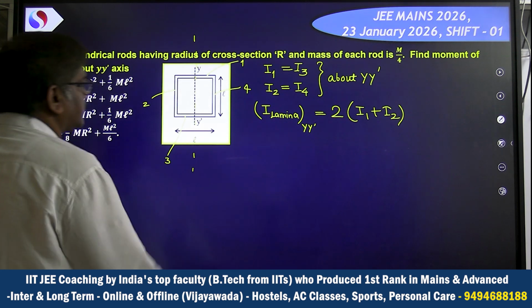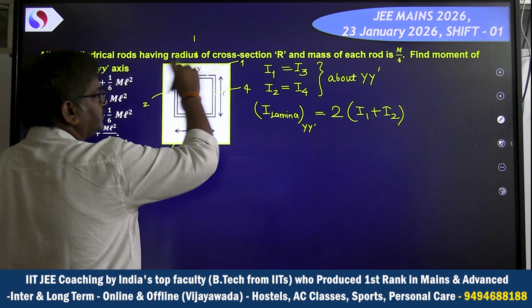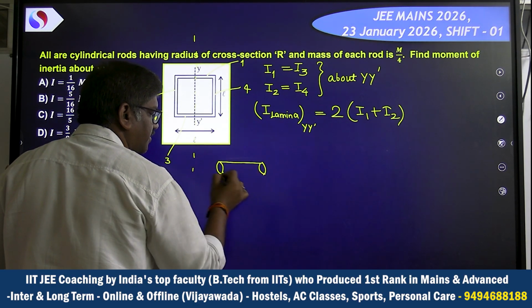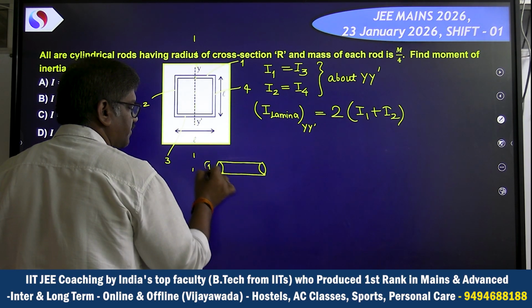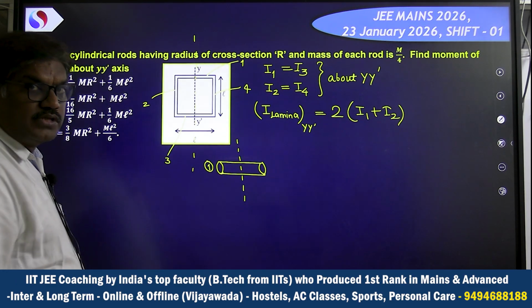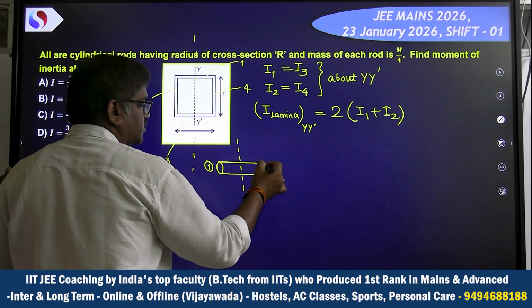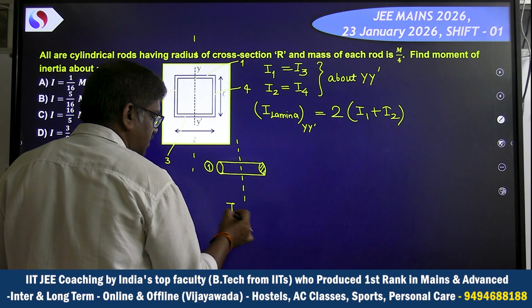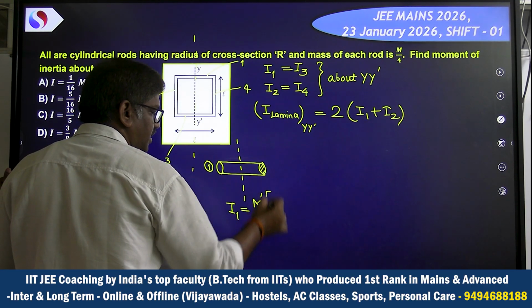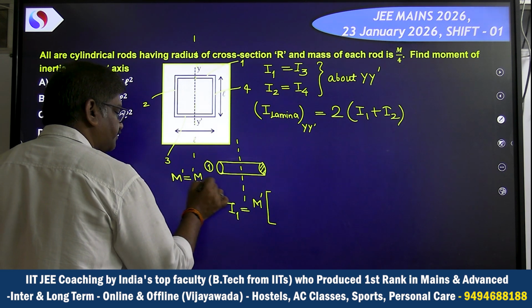So for I1, the first one is a cylindrical rod, for which this is the first rod, and y dash will be perpendicular to its length passing through the center. That means this is like a solid rod, so we write this I1 with mass m dash. I will tell you why I am taking m dash, because m dash is given to you as m by 4.